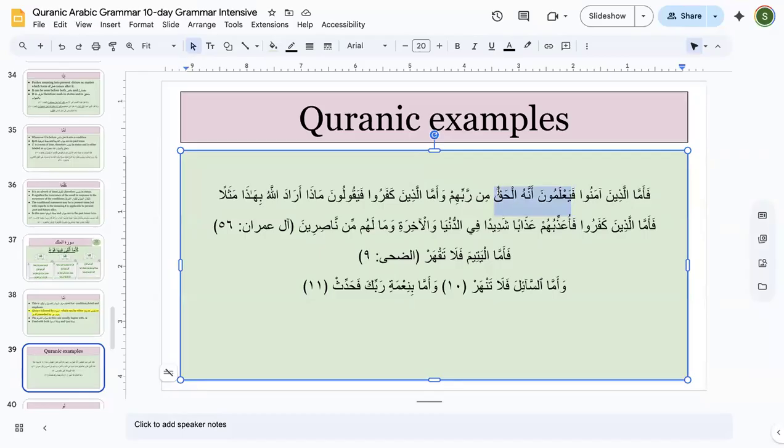Can you all appreciate how your shart clause is allazina amanu, which is an ism, a compound ism, those who have believed, al mu'minina, they know that indeed it is the truth from their Rabb, right? And the jawab is actually the khabar of your mubtada, and jawab is always going to have fa'u rabita. فَأَمَّا الَّذِينَ كَفَرُوا فَأُعَذِّبُهُمْ عَذَابًا شَدِيدًا, so as for those, then I will punish them with the intense punishment.